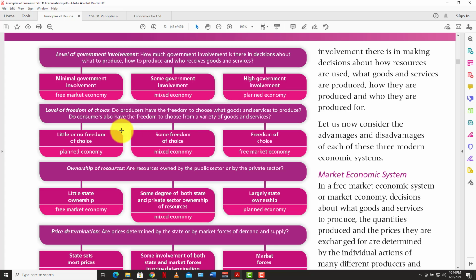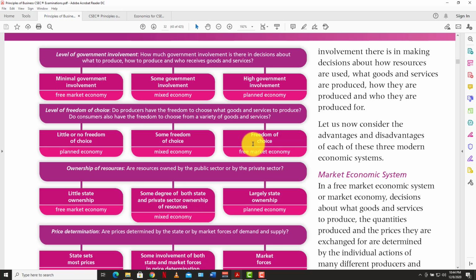As it relates to level of freedom of choice, do producers have the freedom to choose what goods and services to produce? Do consumers have the freedom to choose from a variety of goods and services? Under this characteristic, you see that in the planned economy, there's little or no freedom of choice on any level. In the mixed economy, some freedom of choice. In the free market, you have freedom of choice as it relates to both what you consume and what can be produced.